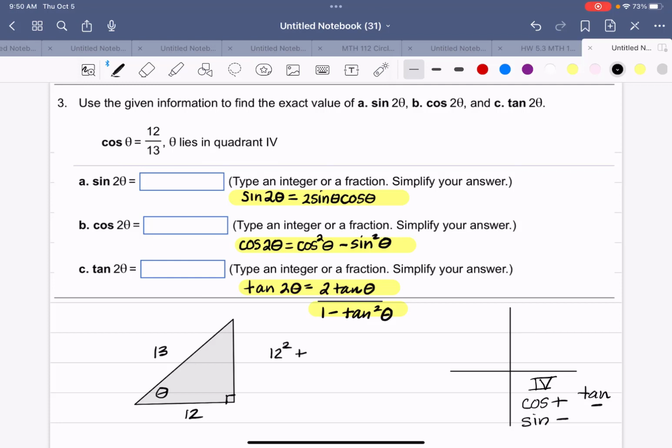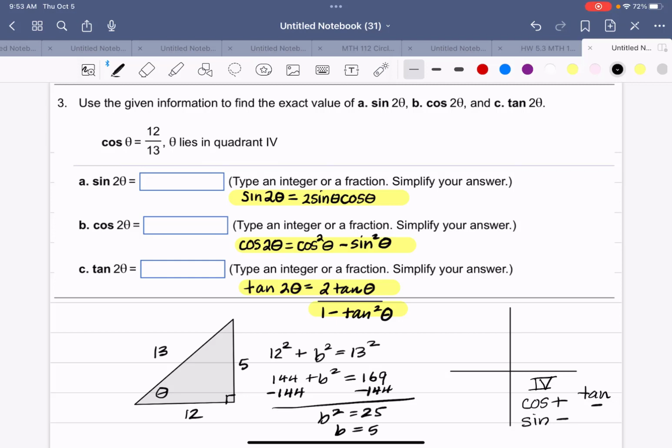12 squared plus b squared equals 13 squared. So 144 plus b squared is 169. So subtracting 144 from both sides, I get b squared is 25, means b is 5. So my opposite side is a 5.